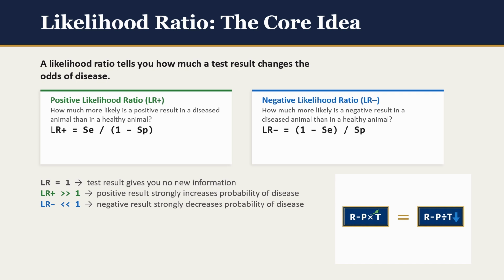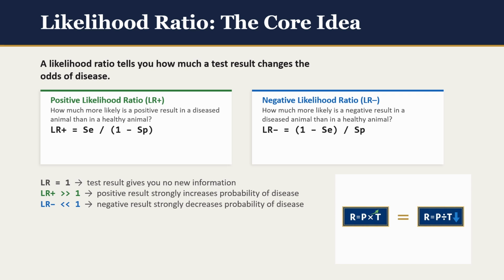Let's start with the core idea. A likelihood ratio tells you how much a test result shifts your probability of disease, expressed as a ratio of two probabilities. The positive likelihood ratio, LR+, asks how much more likely is a positive test result in a truly diseased animal compared to a truly healthy animal. If LR plus is 10, a positive result is 10 times more likely to come from a diseased animal than from a healthy one. That is a meaningful test.